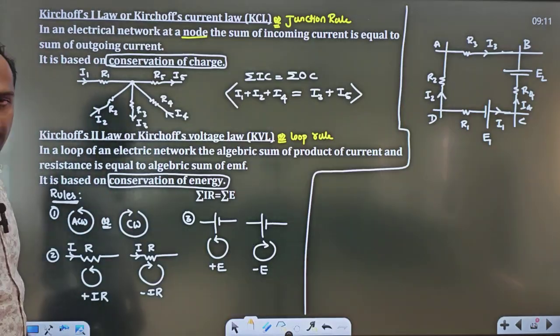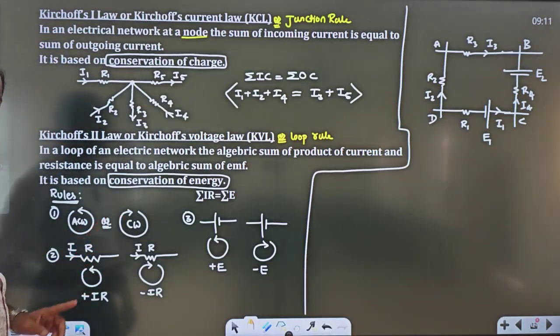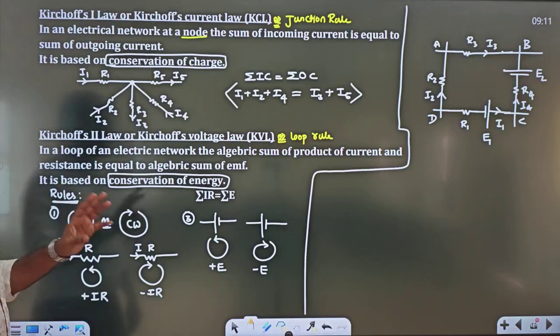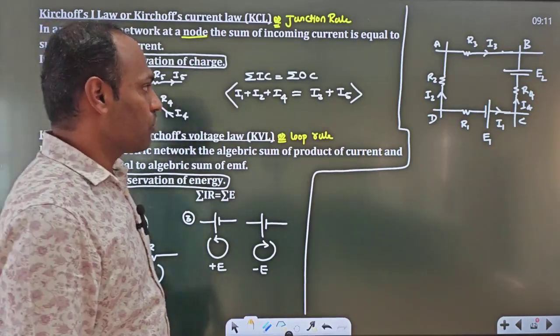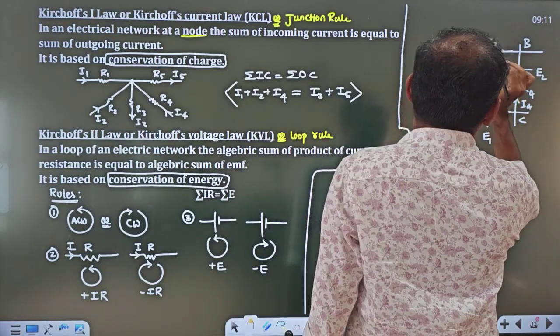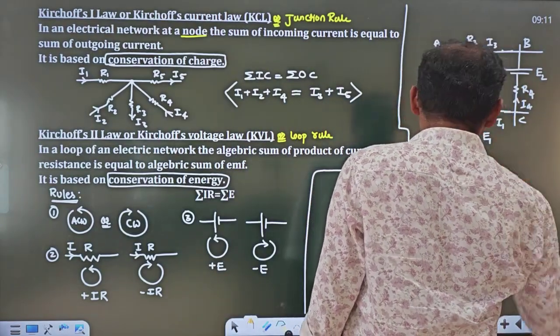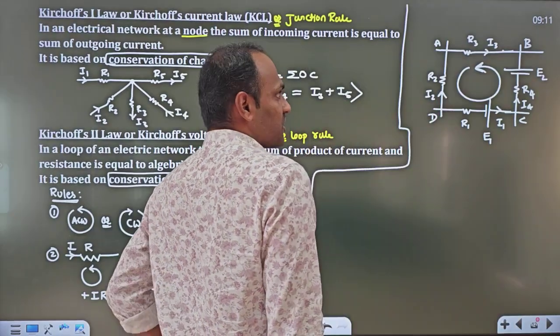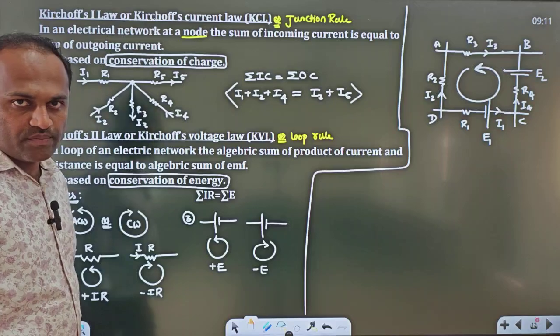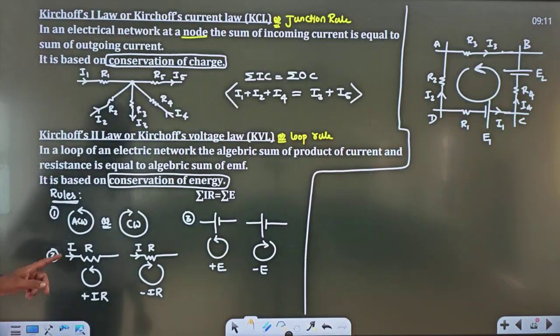We have to apply this KVL. First rule, we have to take a direction. Any direction you can take, either anti-clockwise or clockwise, whichever direction you want. Okay, I will take anti-clockwise direction here. After taking anti-clockwise direction, first you write all IR products. When writing IR products, remember: direction opposite, plus IR; direction same, minus IR.